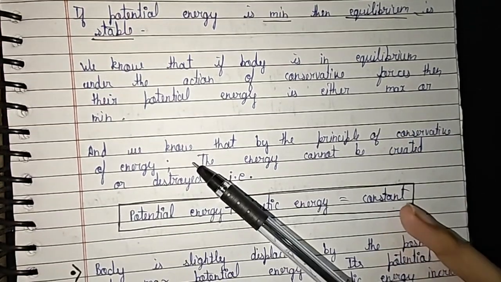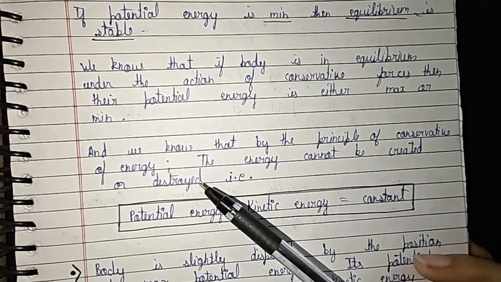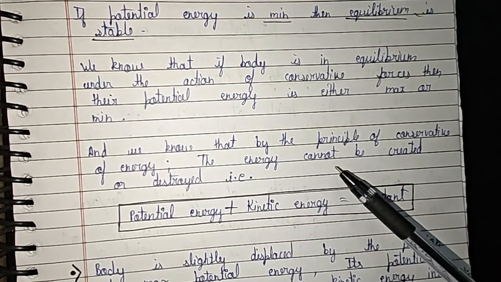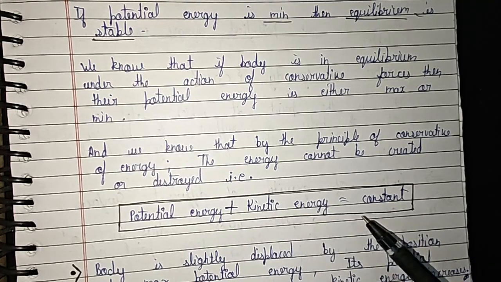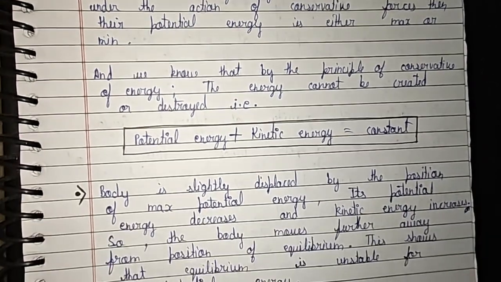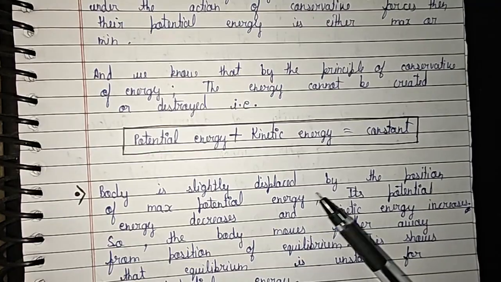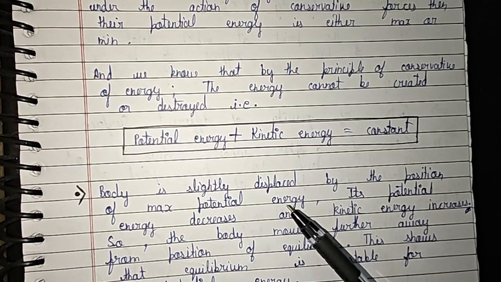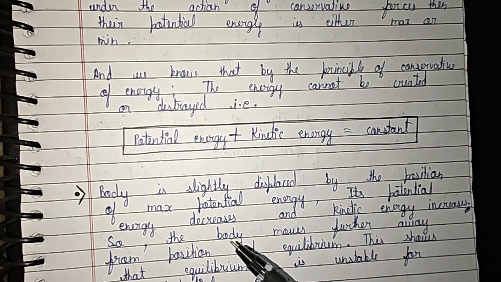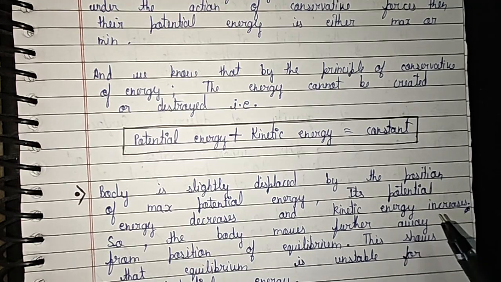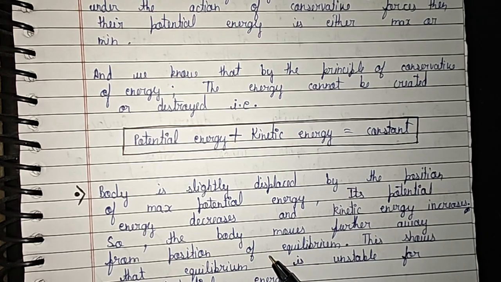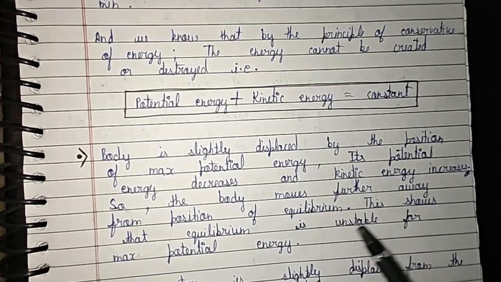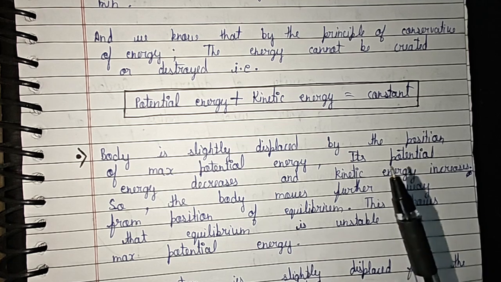And we also know that by the principle of conservation of energy, the energy cannot be created or destroyed, that is potential energy plus kinetic energy is equal to constant. Now the body is slightly displaced from the position of maximum potential energy, so its potential energy decreases and kinetic energy increases, so the body moves further away from the position of equilibrium. Now this shows that the equilibrium is unstable for maximum potential energy.